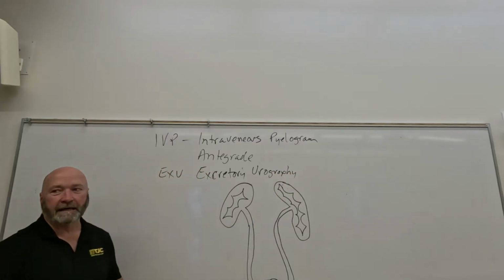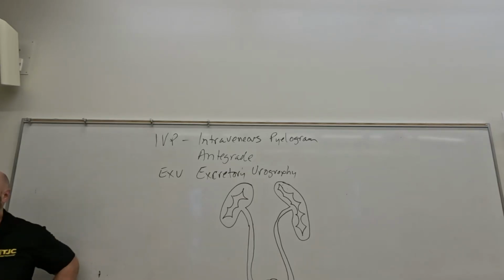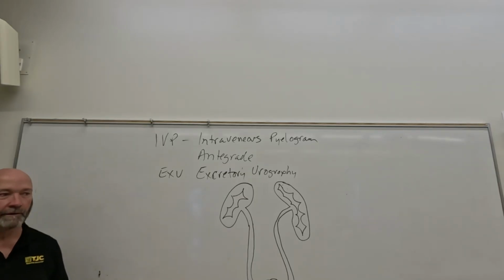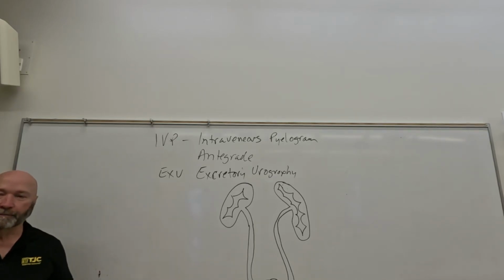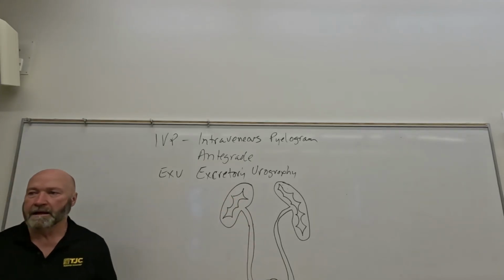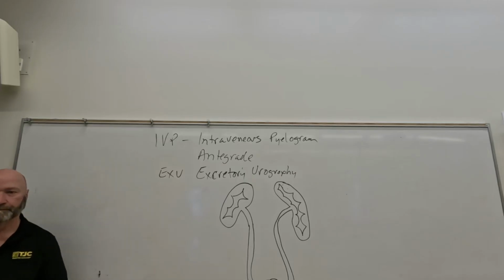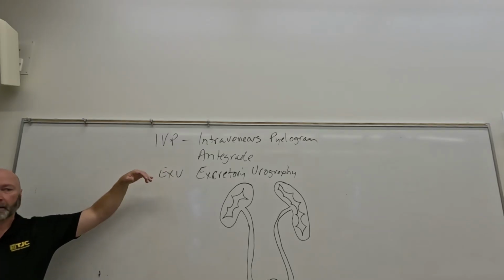All three of those mean exactly the same thing. So what we do with an IVP, and I'm just going to use IVP because that's most common in my experience, terminology, is that we're going to inject the patient with contrast and watch it as it flows from the kidneys to the bladder. It's usually a short exam. Don't do a whole lot of them. Do y'all see these in clinicals anymore? Because there's an ebb and flow to it.